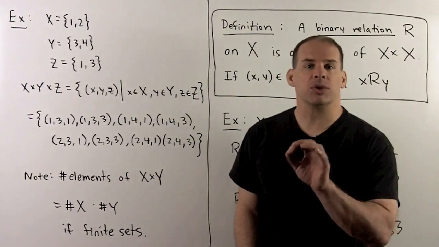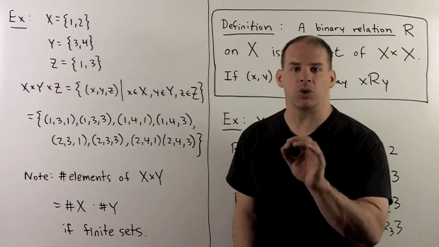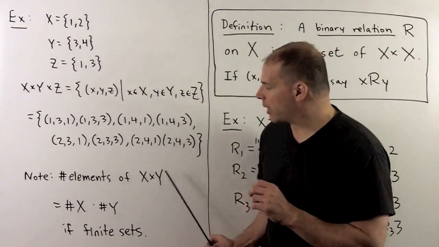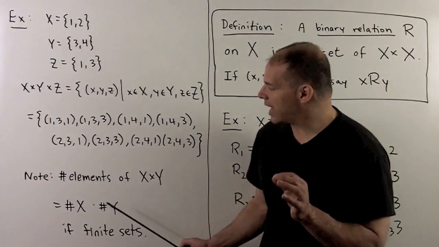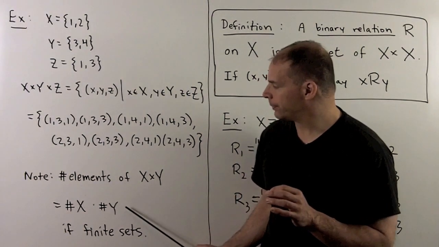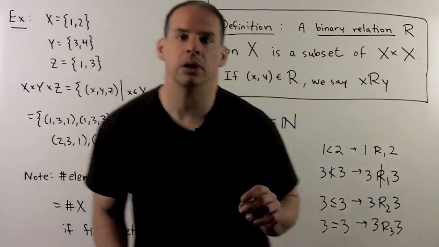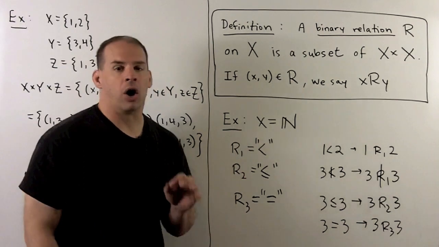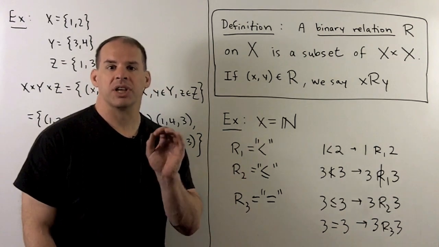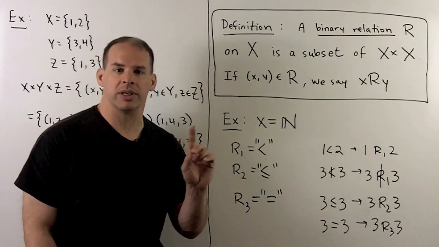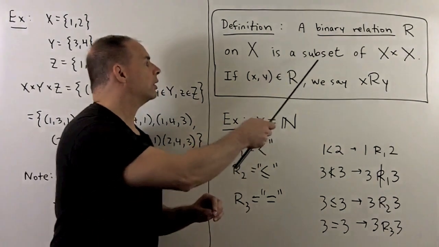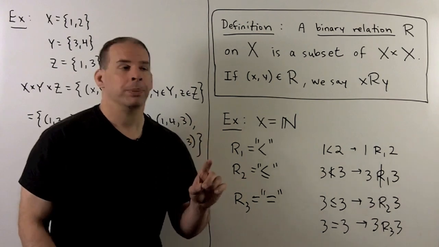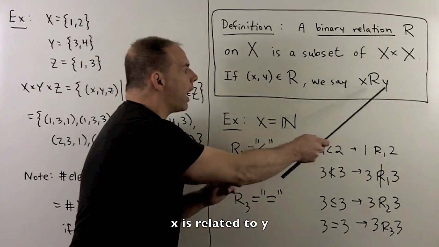Now, that gives the rule for the number of elements in X cross Y when X and Y are finite. So, the number of elements in the product is just the number of elements in X times the number of elements in Y. Now, definition. A binary relation R on X is just going to be a subset of the Cartesian product of X with itself. For notation, if the ordered pair (x, y) is in R, we'll write xRy.